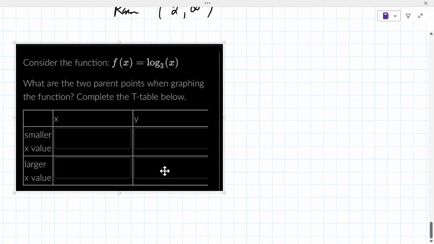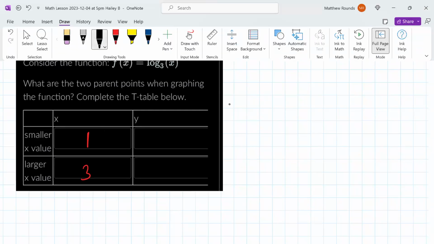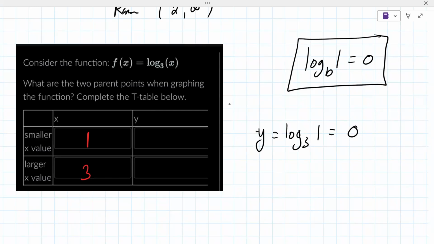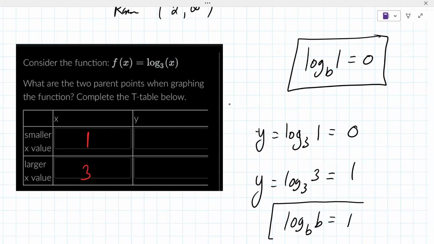All right, so we got a new function here. So smaller value is 1, larger value is 3. You'll see why in a moment. Y equals log base 3 of 1. This is always 0. Log base b of 1 is always 0. That's a thing to know. And then for the second one here, we talked about if the base is the same as the thing you're taking the log of, it's always 1. Log base b of b is always 1.